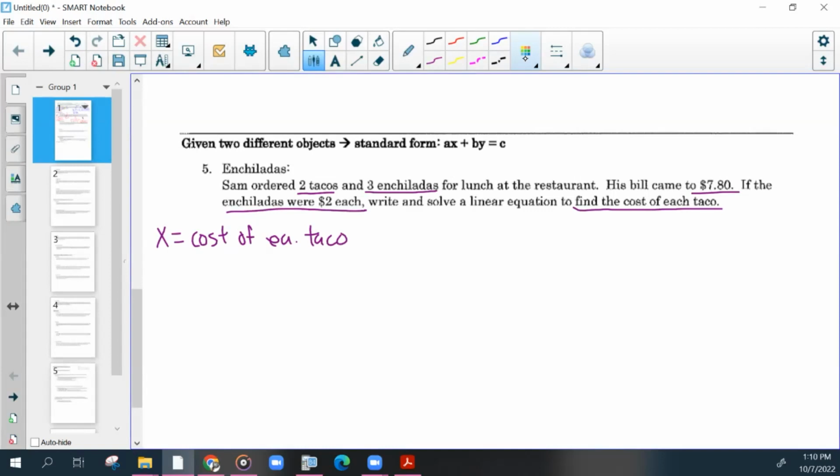Usually whatever you're looking for is going to be your X or your Y. You're not usually going to be solving for your A or for your B. It just depends. So then that means if X is the cost of the taco, A has to be related to tacos. So A, we see that there's 2 tacos. So A would represent the number of tacos, and we know that's 2.